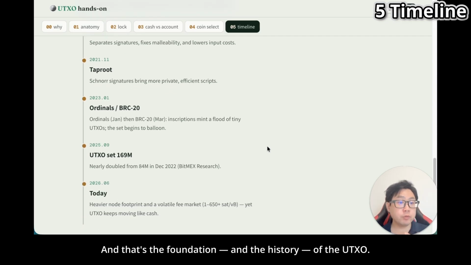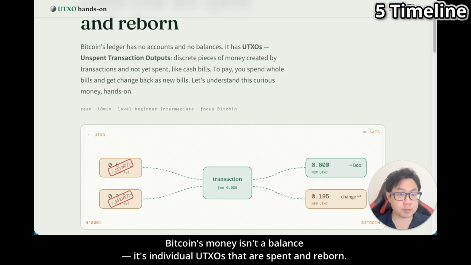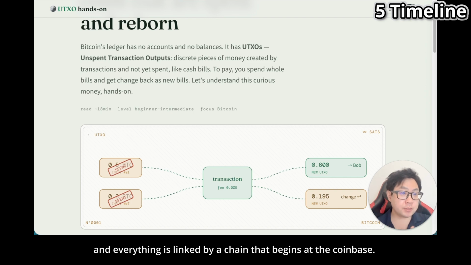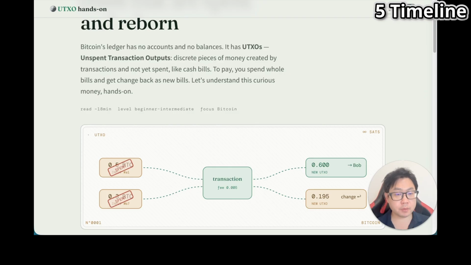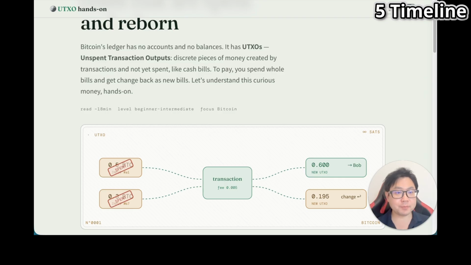And that's the foundation and the history of the UTXO. So, to recap, Bitcoin's money isn't a balance, it's individual UTXOs that are spent and reborn. Ownership is proven with keys, and everything is linked by a chain that begins at the Coinbase. Once that picture clicks, the rest of Bitcoin gets a lot easier.